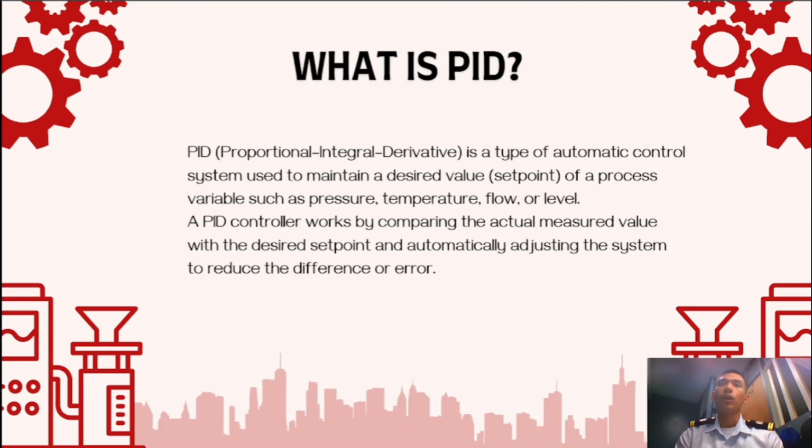So the next is what is PID. PID, or proportional integral derivative, is a type of automatic control system used to maintain a desired value, or set point, of a process variable such as pressure, temperature, flow, or level. A PID controller works by comparing the actual measured value with the desired set point and automatically adjusting the system to reduce the difference, or error.